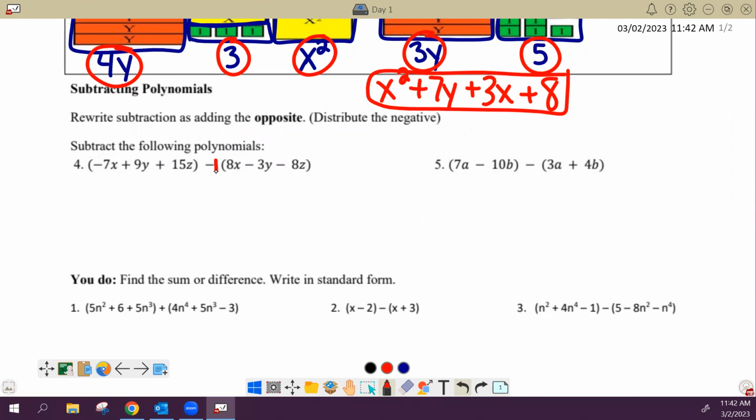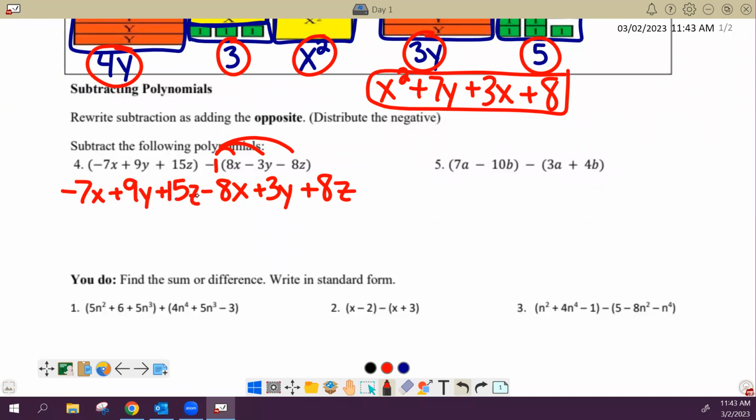So we need to distribute that. Those parentheses matter. I'm going to distribute that -1 just to that second polynomial because it's out front. And so I'm multiplying. -1 times 8x is -8x. -1 times -3y is positive 3y. -1 times -8z is positive 8z. Now the first polynomial, remember we said that the parentheses don't matter. We don't need to distribute, so we just copy it. They stay the same. We don't need the parentheses anymore. You can put them, but you don't need them.